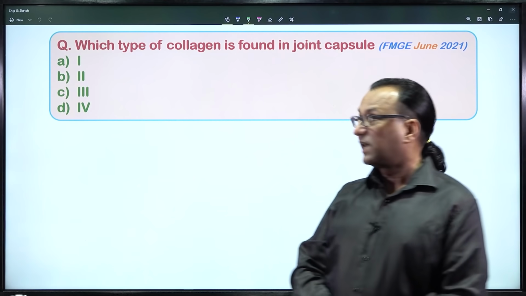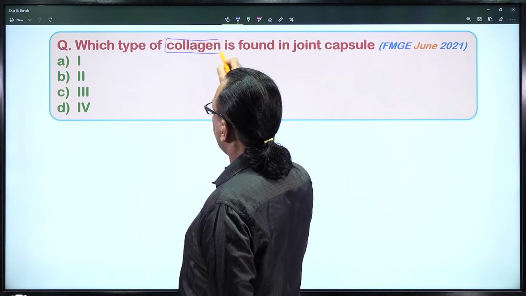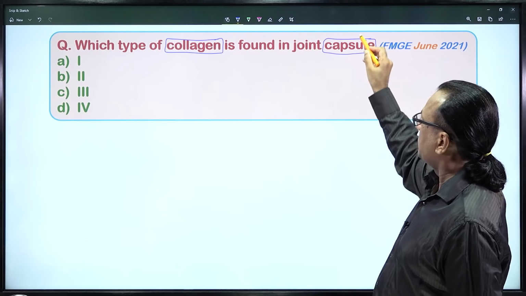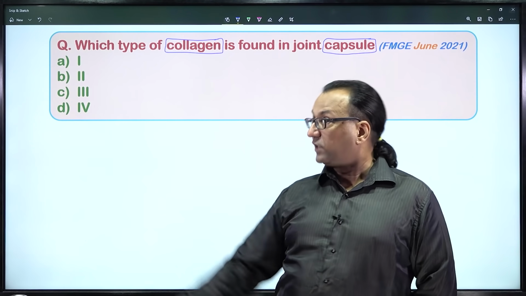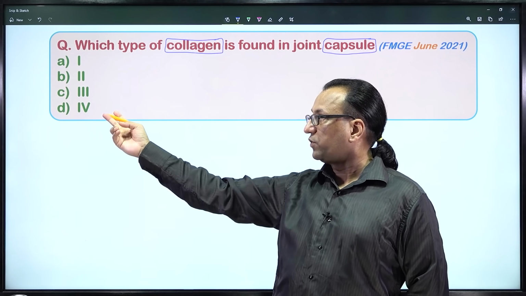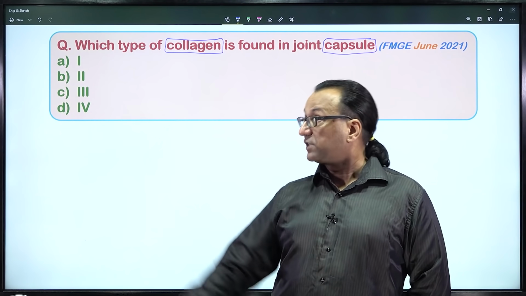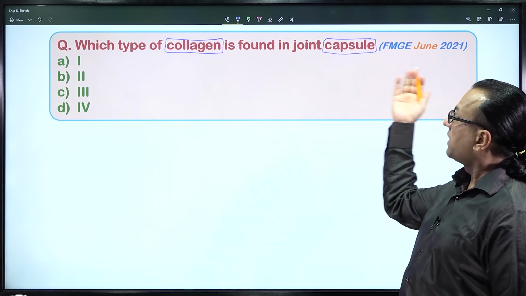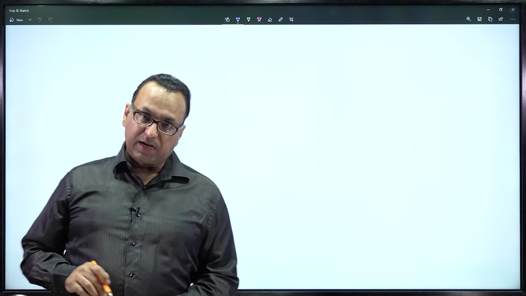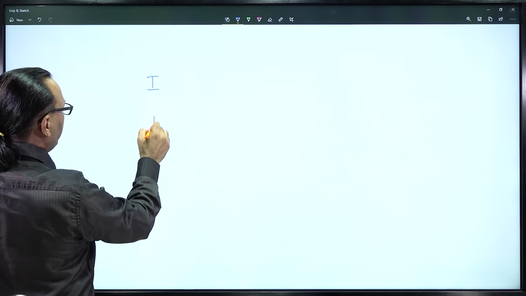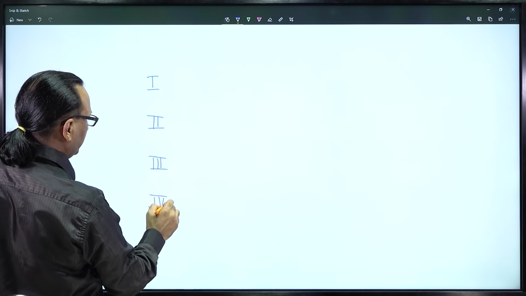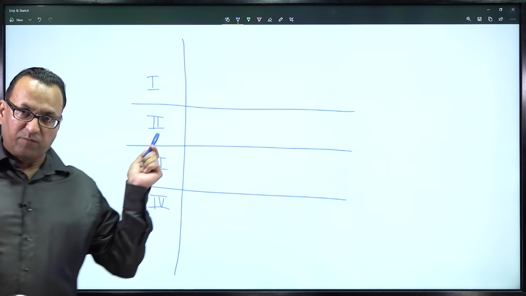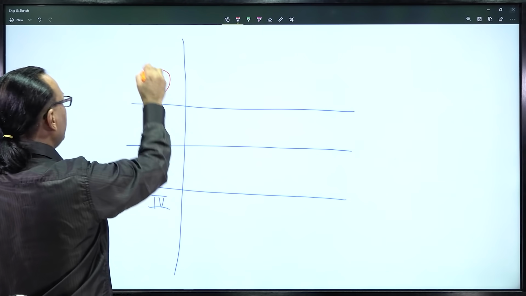This question is asking us about the type of collagen fibers present in the joint capsule. So obviously they are talking about some synovial joint lined by the capsule, and the collagen types can be several, out of which 4 are given here. Let us make a table and discuss where do we find these 4 type of collagen fibers, and then we can come back to answer our question about the joint capsule. So here we make a table and discuss the type 1, 2, 3 and 4 collagen types and their respective sites.